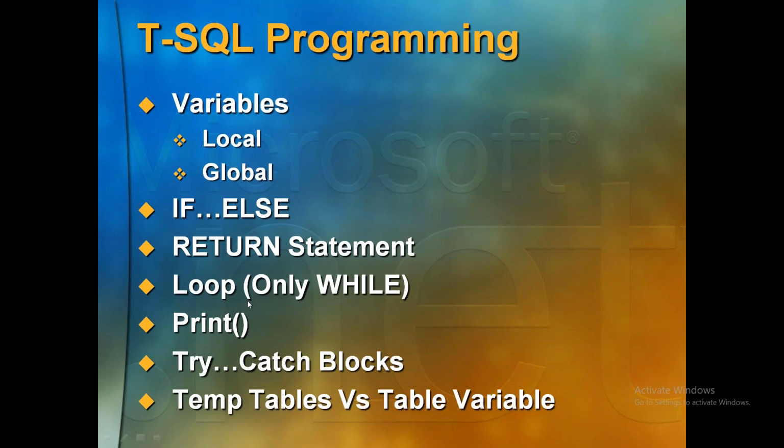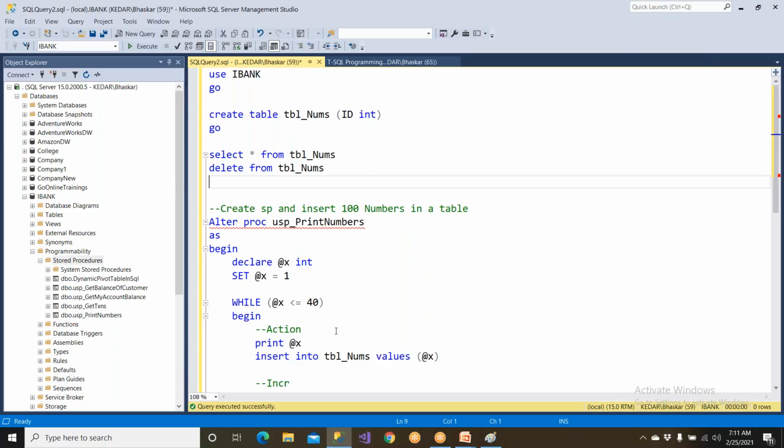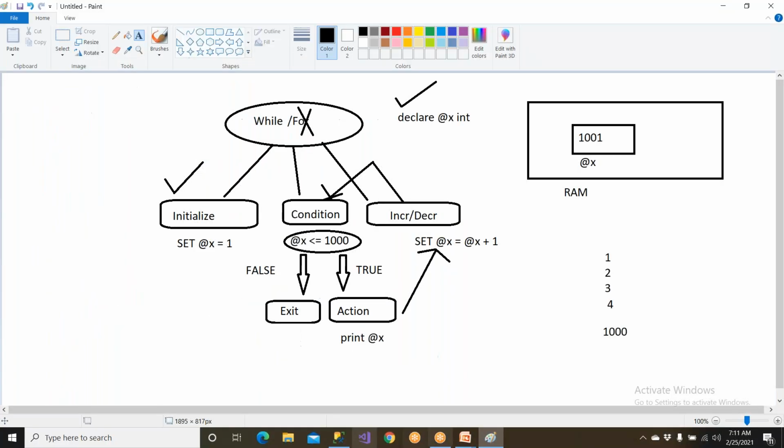So there are many loops in programming. You have while loop, do while loop, for loop, and everything. But in SQL Server, we have only while loop. So loops will have syntax like this. What is the syntax? Initialization, condition, increment, and decrement. Clear? If the condition is true, it is going to do something, and after the action, it is going to increment or decrement. If you put a minus operator, it is going to decrement.